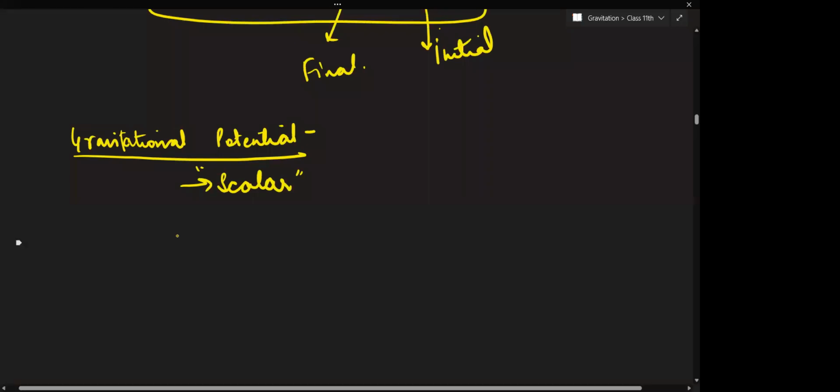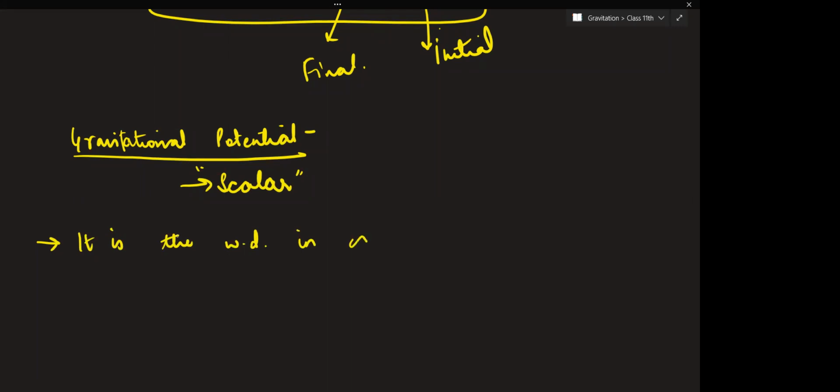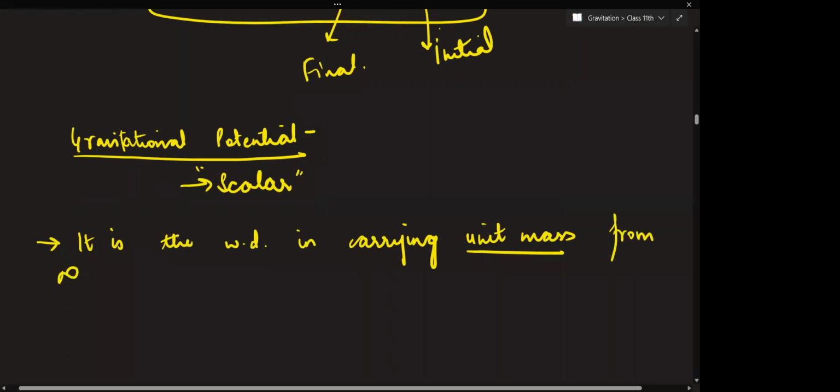Now see, what is the meaning of it? It is the work done in carrying. Till here, the definition remains the same. Unit mass, this makes a difference. The rest of the thing is the same. Unit mass means when one of the masses in the formula becomes 1 kg, then from infinity to any point against the gravitational field.